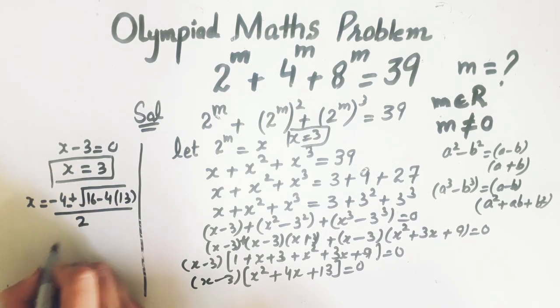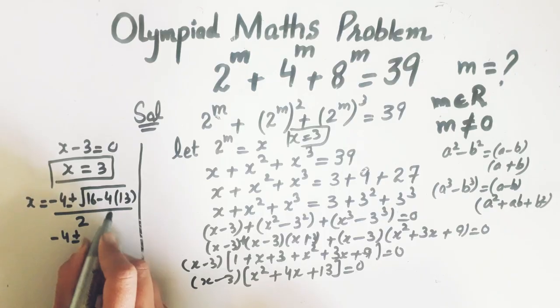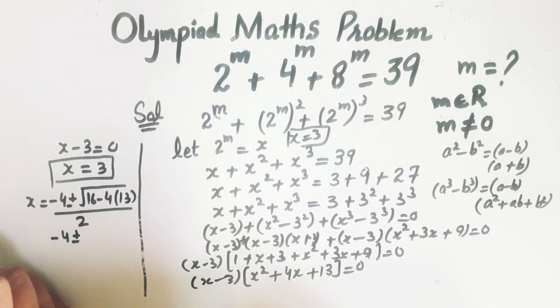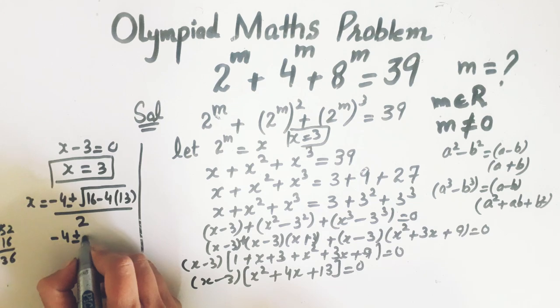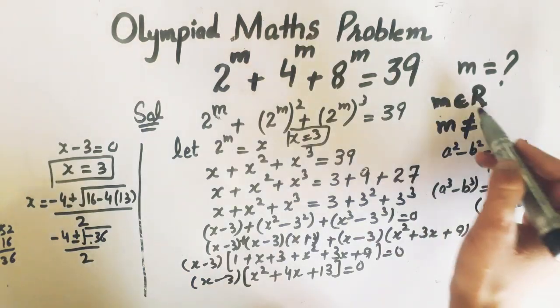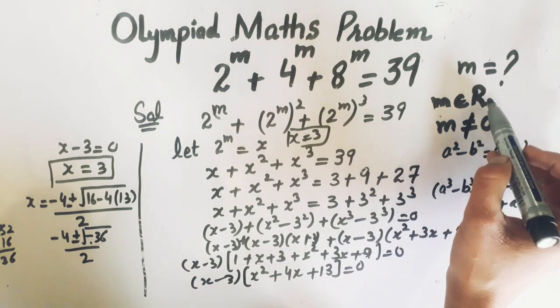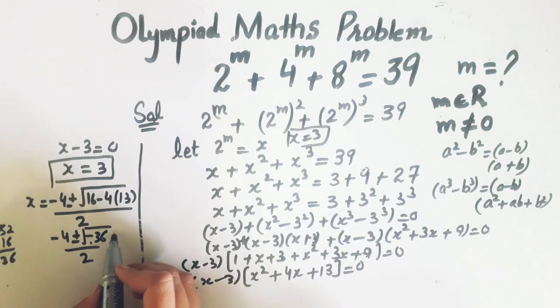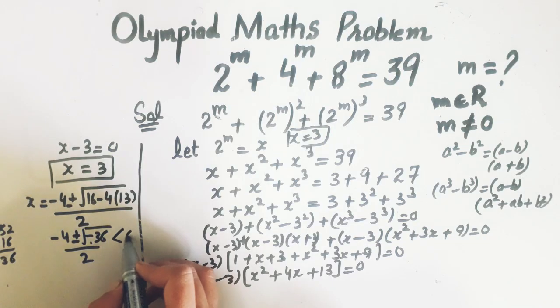So 13 into 4 will be 52. So 16 minus 52 gives minus 36, so this is minus 4 plus minus root of minus 36 divided by 2. But the condition is that m belongs only to the real numbers. That means this is not possible. This is less than 0, so it is rejected.